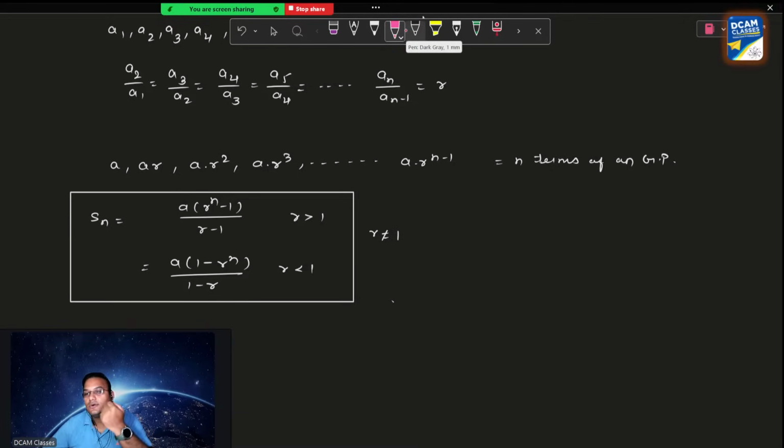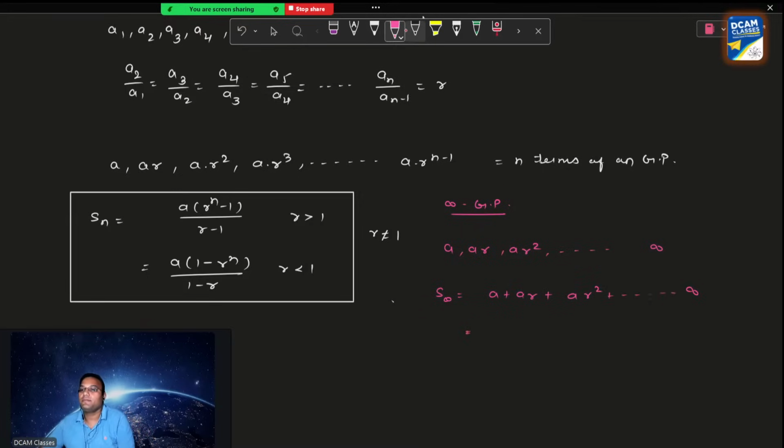Also there is one more, the infinite GP. If you have a, ar, ar square, and so on up to infinity, and you take the sum S of the infinite GP, a plus ar plus ar square plus and so on up to infinity, the sum is given by a by 1 minus r.